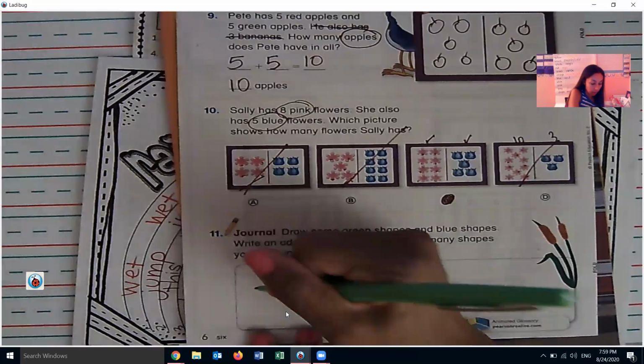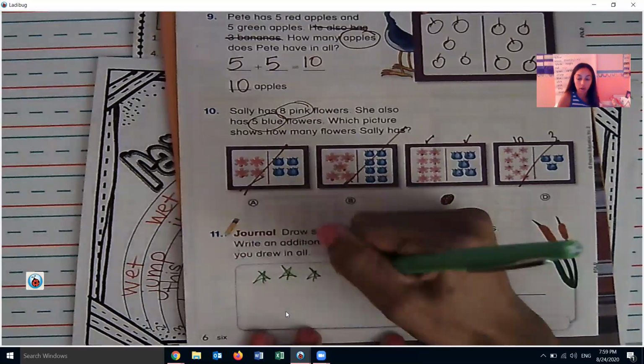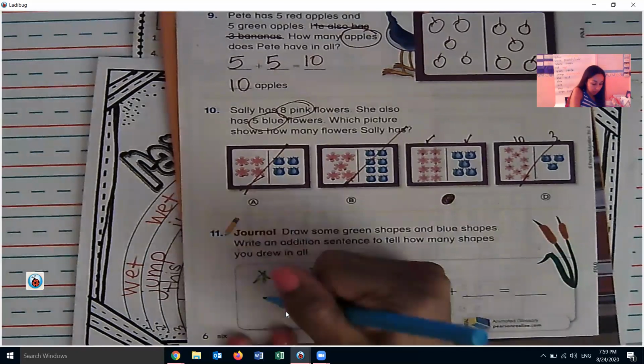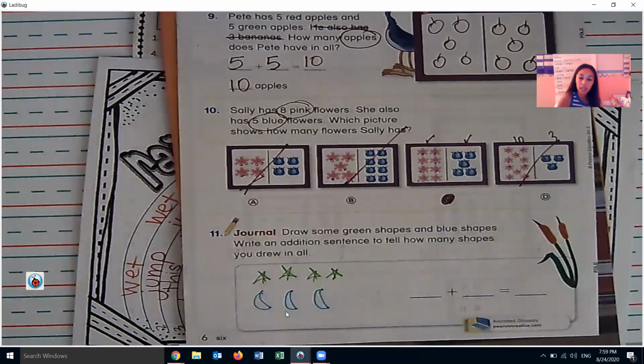So I'm going to draw, maybe I'll draw 4 green stars. And I'll do 3 blue moons. Write an addition sentence to tell how many shapes you drew in all.